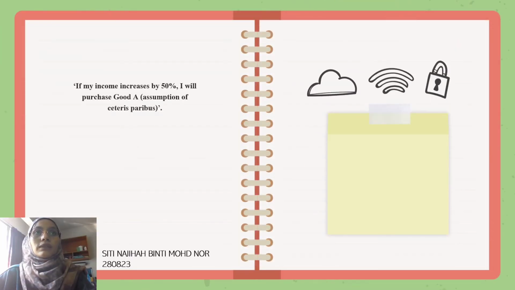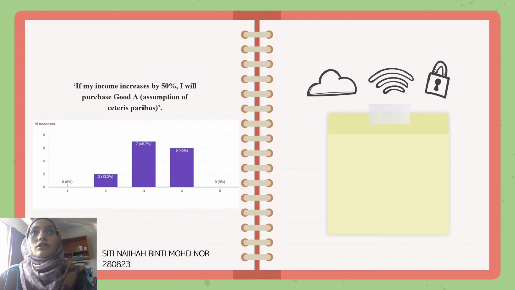Next, if my income increased by 50%, I will purchase good A, under the assumption of ceteris paribus. Based on the result of the survey, 13.3% of the respondents disagreed, 46.7% were moderate, and 40% agreed to buy good A if their income increased by 50%.